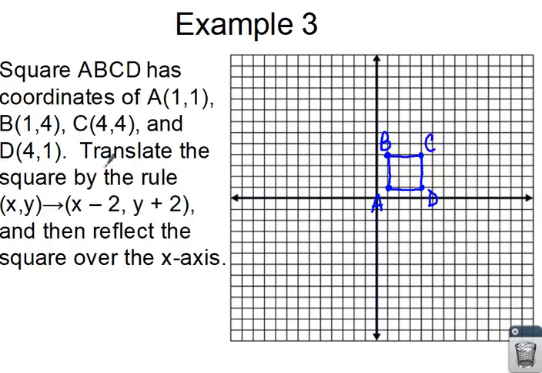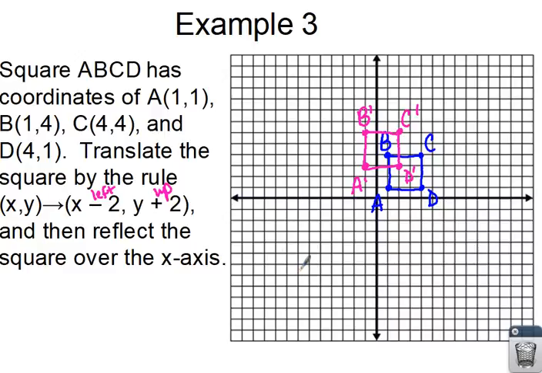Okay, so the first thing, it says to translate it by the rule x minus 2, y plus 2. This means it goes left 2 and up 2. So we're going to take each point, and we're going to go left 2, up 2. And then left 2, up 2. Left, up, and then left, up. Okay, so there's our image. We had a pre-image, now we have an image.